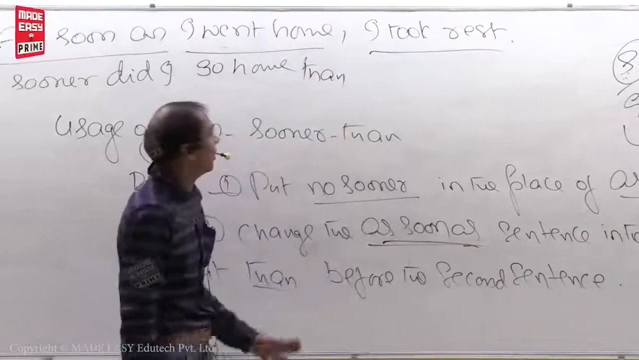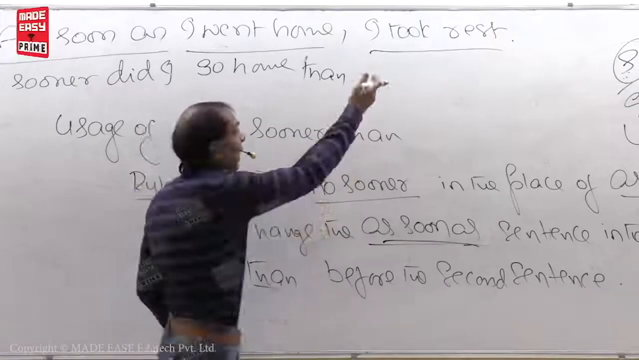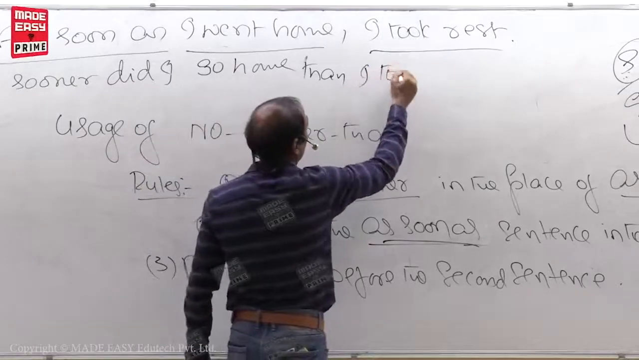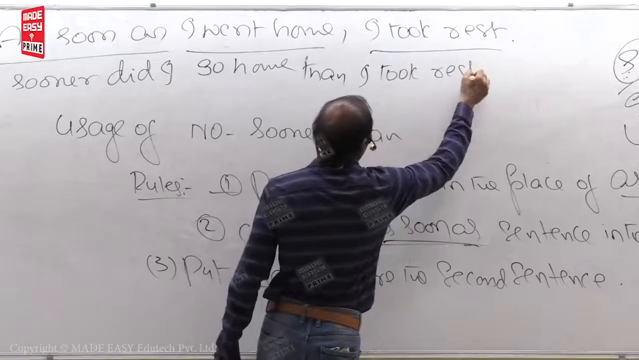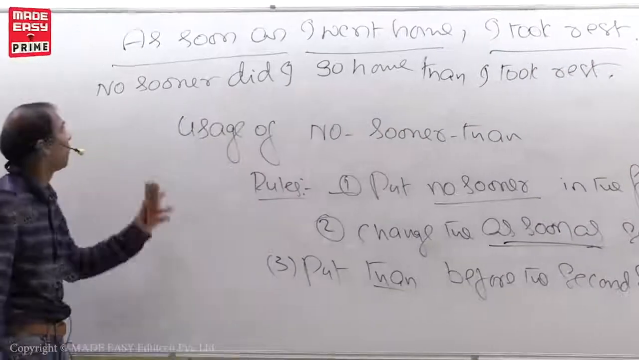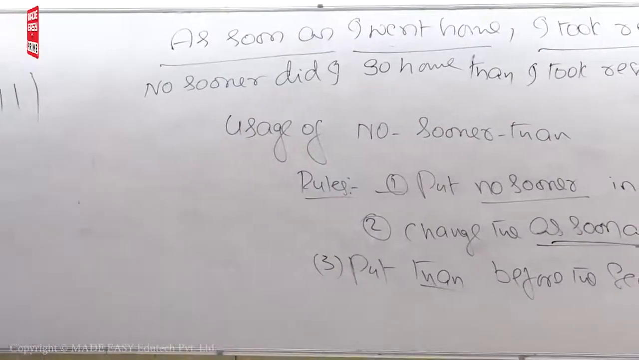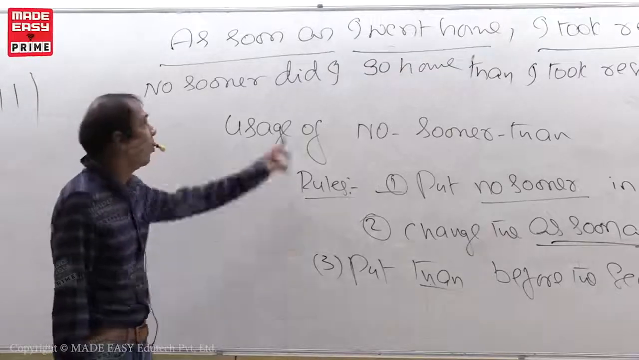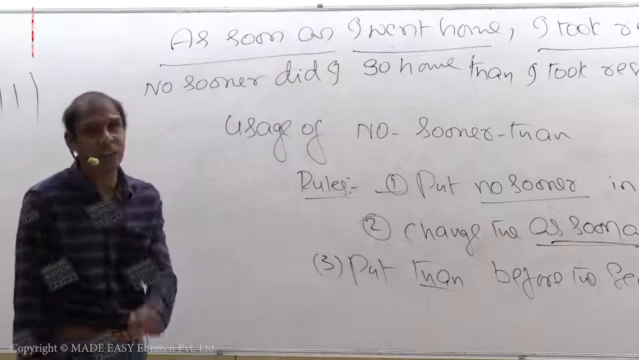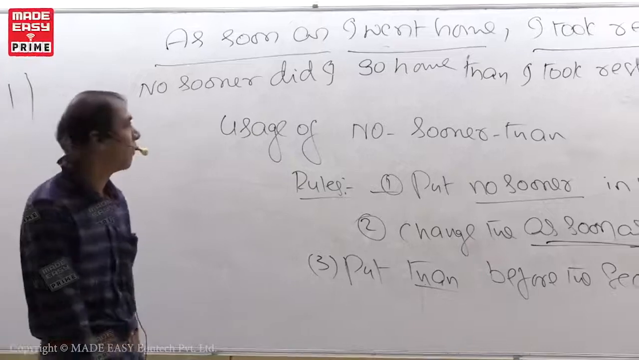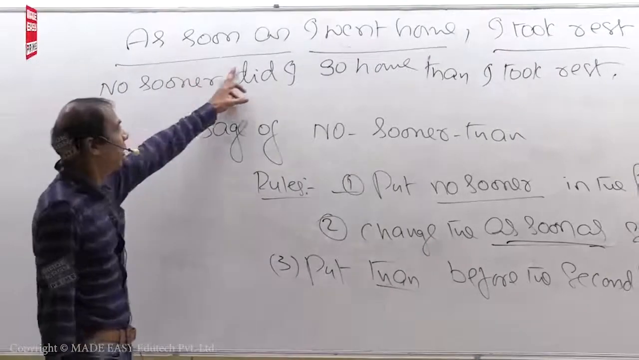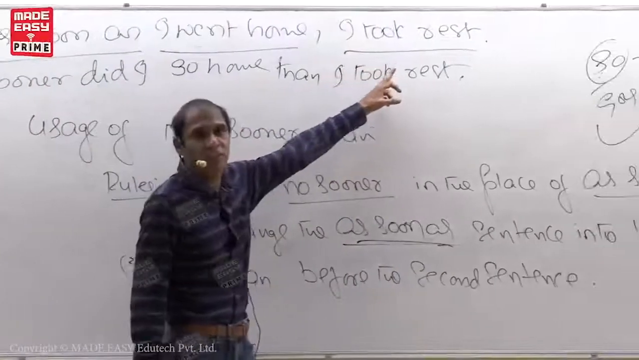Before the second sentence, after putting than, write the second sentence as usual without any change. I took rest. That's all. No sooner did I go home than I took rest. It means both are the same in meaning. Meaning doesn't get changed. Right? See? As soon as I went home, I took rest.